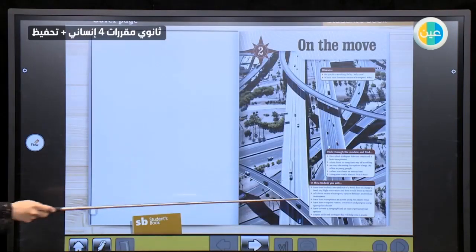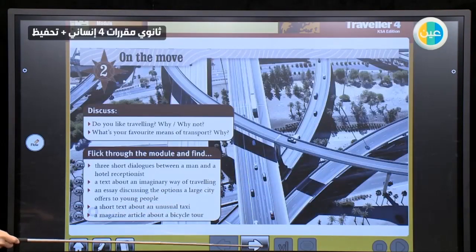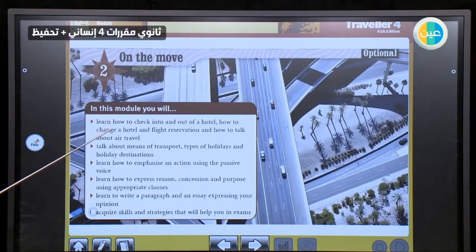We have here the objectives of this lesson. Learn how to check into and out of a hotel, how to change a hotel and flight reservation, and how to talk about air travel. Talk about means of transport, types of holidays and holiday destinations. Learn how to emphasize, to focus on action using the passive voice. Learn how to express reason, concession, and purpose using appropriate clauses.